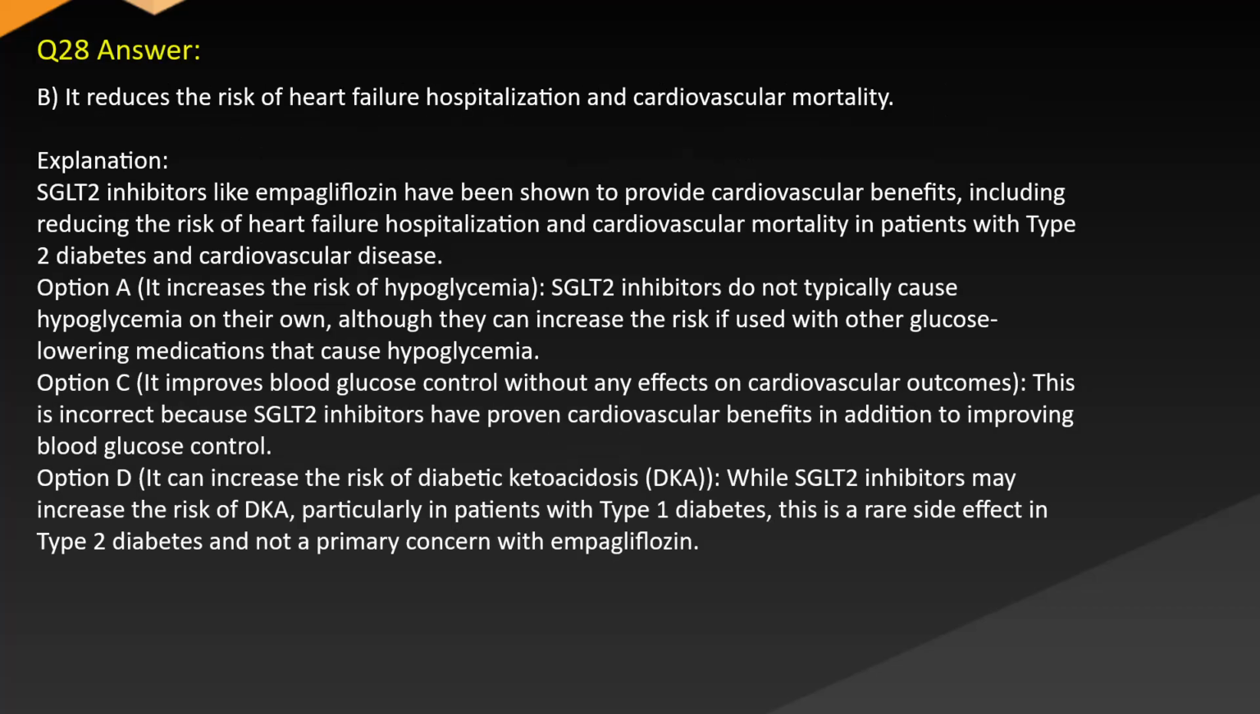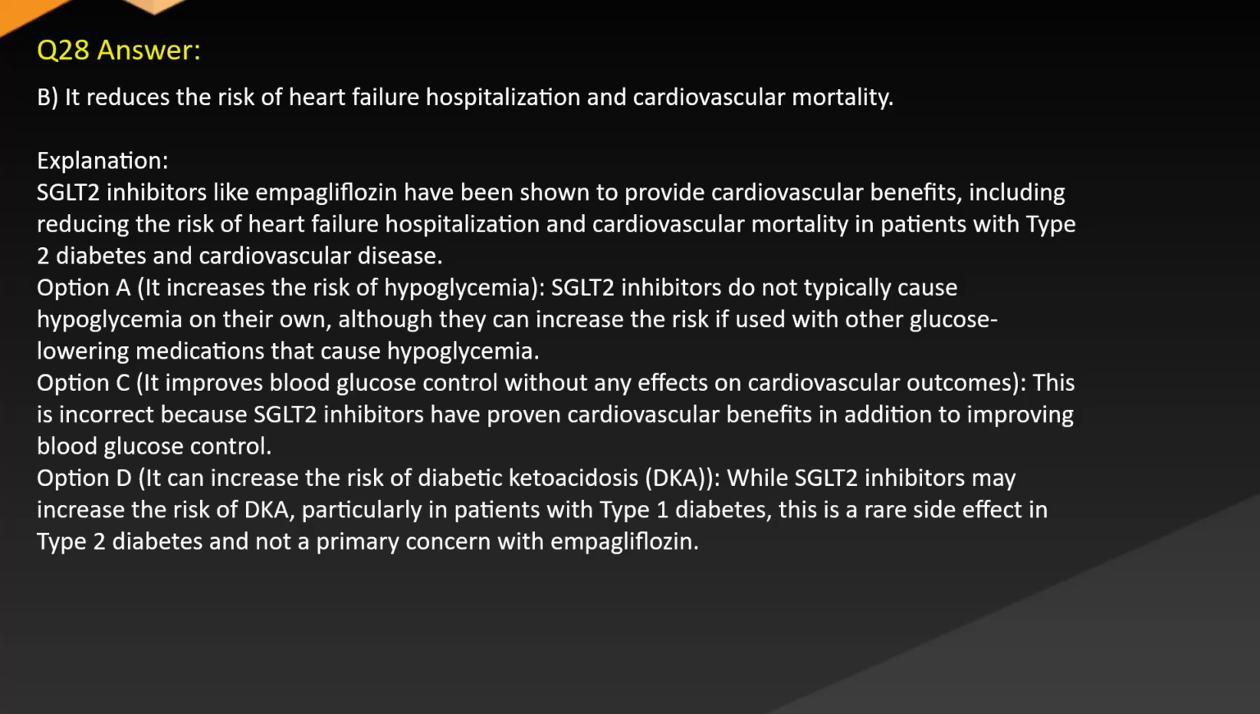Answer. B. It reduces the risk of heart failure, hospitalization, and cardiovascular mortality. Explanation. SGLT2 inhibitors like empagliflozin have been shown to provide cardiovascular benefits, including reducing the risk of heart failure, hospitalization, and cardiovascular mortality in patients with type 2 diabetes and cardiovascular disease. Option A. Increases the risk of hypoglycemia. SGLT2 inhibitors do not typically cause hypoglycemia on their own, although they can increase the risk if used with other glucose-lowering medications that cause hypoglycemia.